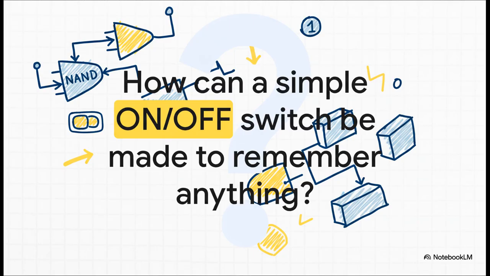I mean, think about it. A switch is totally forgetful. It only knows its state right now. It has zero memory of the past. So how in the world do we build a circuit that can actually hold on to information even after the original signal is long gone?